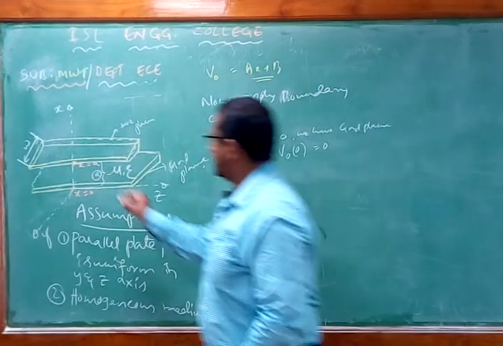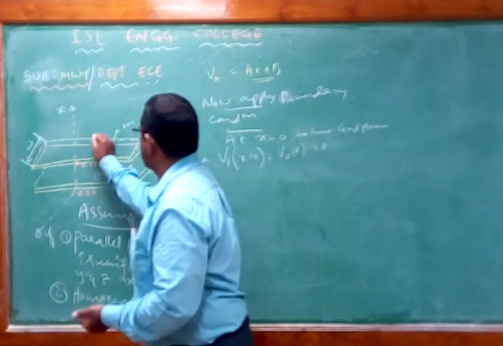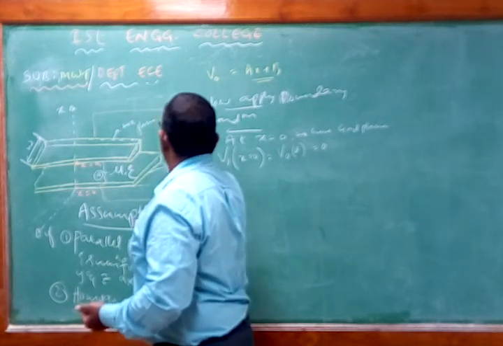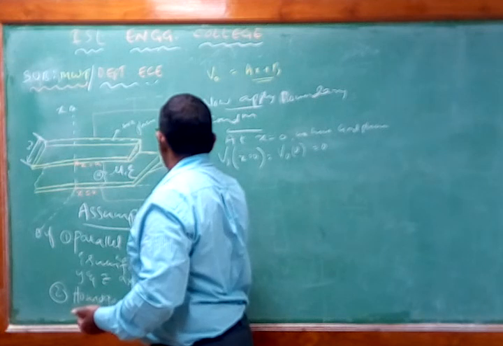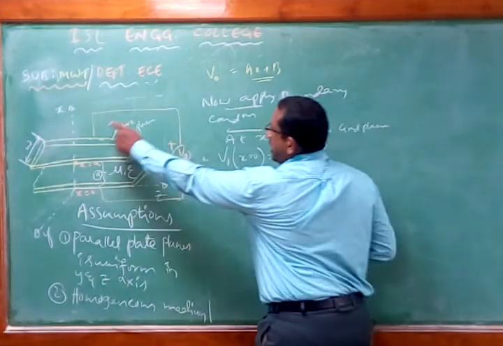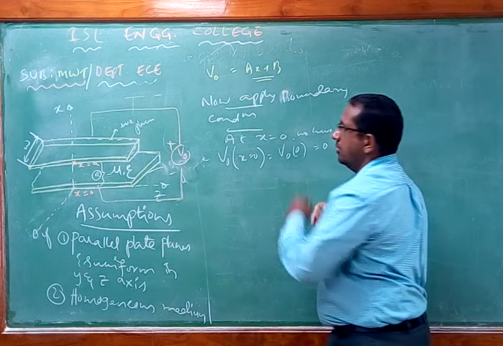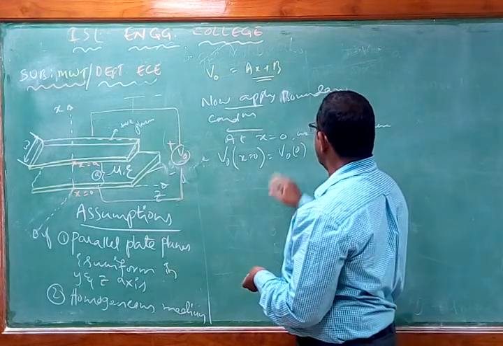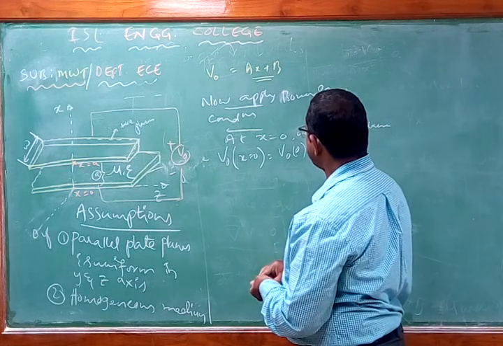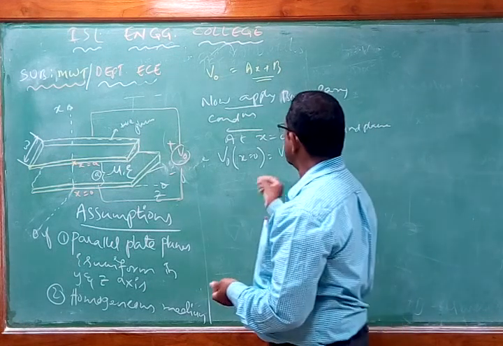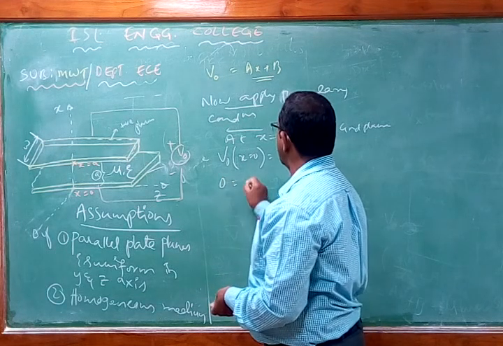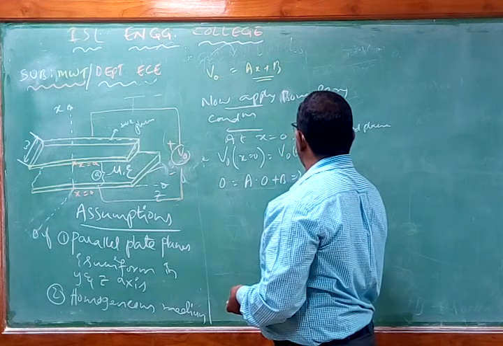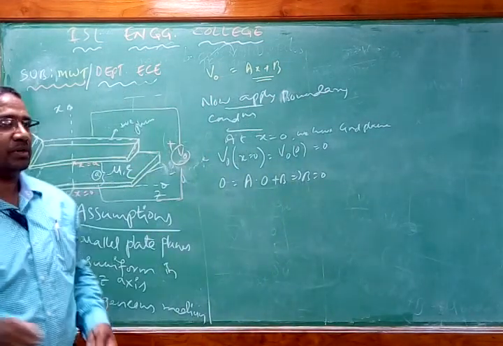Here I am simply applying a potential between these two plates. This is V naught, the potential we are applying. The top plate is positive and the ground plate is ground, therefore it will be equal to 0 initially. So the ground plate is normally equal to 0. By keeping this, what can we find out? Since x is equal to 0, V naught is equal to a into 0 plus b, which implies b is equal to 0. We have got the value b is equal to 0.